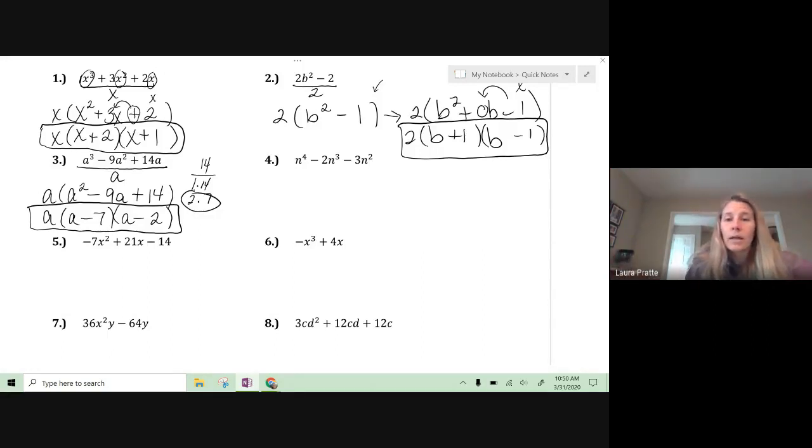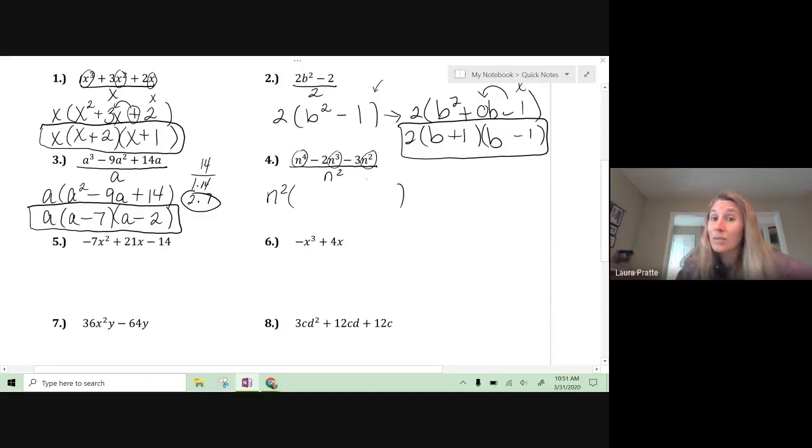Let's take a look at number 4. So this time we have three various n values. The smallest of them would be n squared. So this time our GCF is actually n squared. So when we divide each of these terms by n squared, we're subtracting the exponents, so they're all going to decrease by 2. So n to the 4th divided by n squared is going to be n squared. 2n cubed divided by n squared is going to be 2n. And negative 3n squared divided by n squared will just be negative 3.